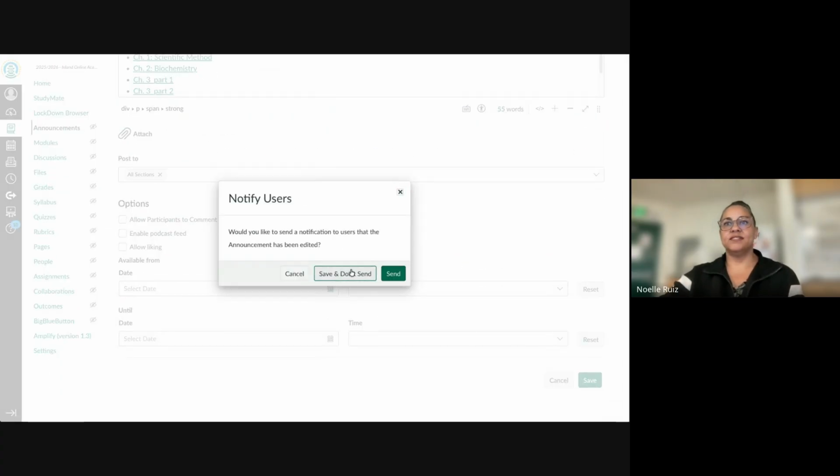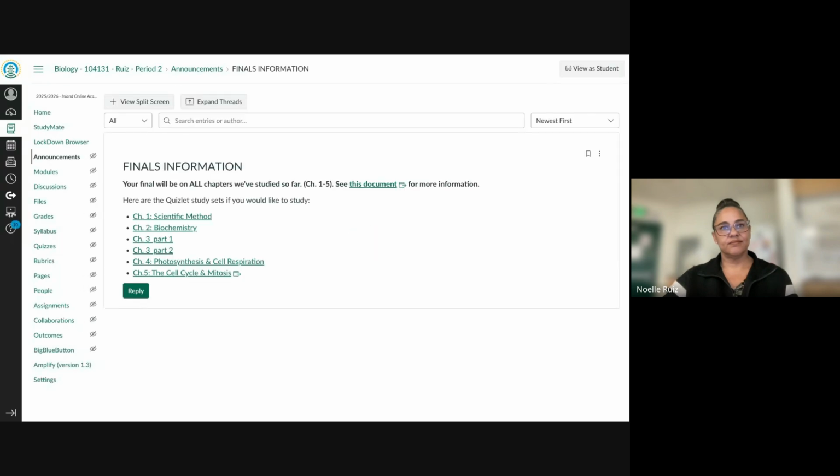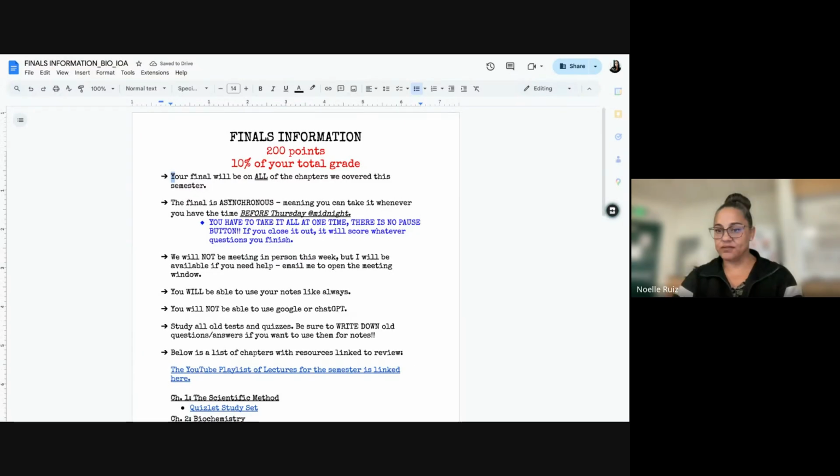And then you have a list of Quizlet study sets if you want to study. And there's also more information on this document. If you click on it, it will take you to this document. Your final is 200 points. It is 10% of your grade. So if you don't take it, your grade will go down 10%. Can you afford that? So it's on all the chapters we've covered this semester.